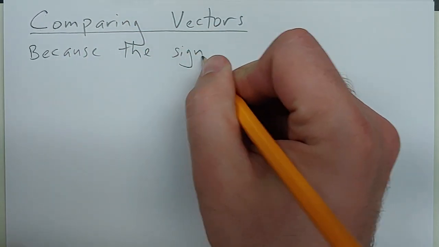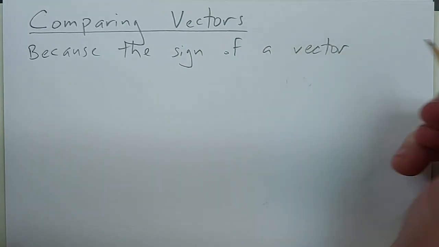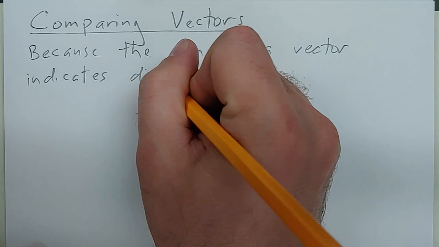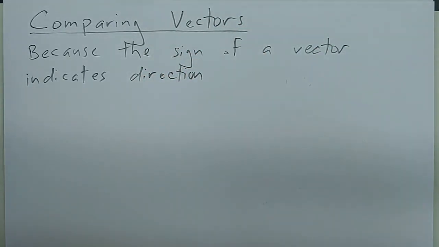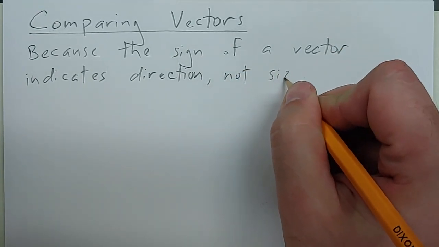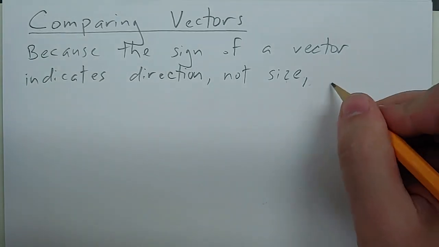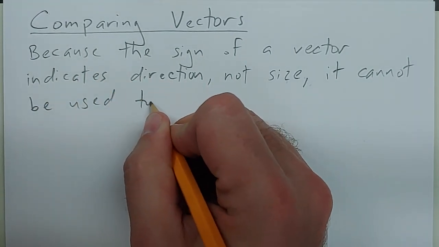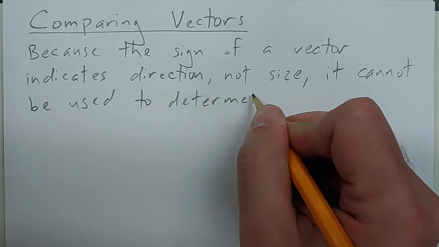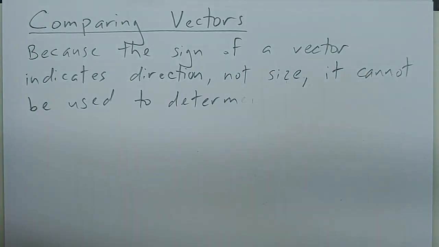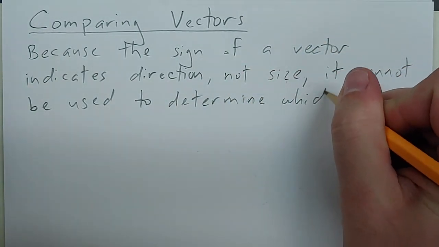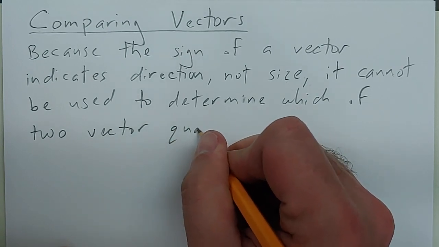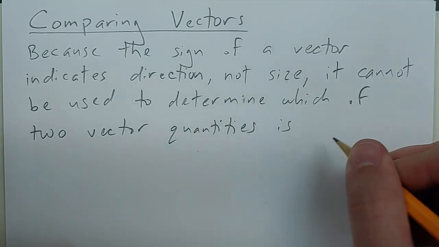Because the sign of a vector indicates a direction, not size. It cannot be used to determine which of two vector quantities is larger.